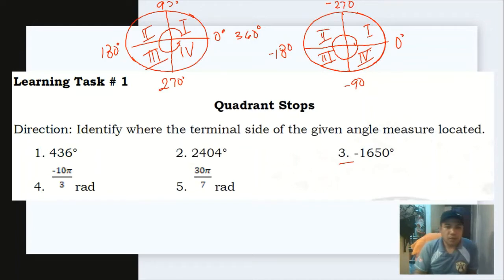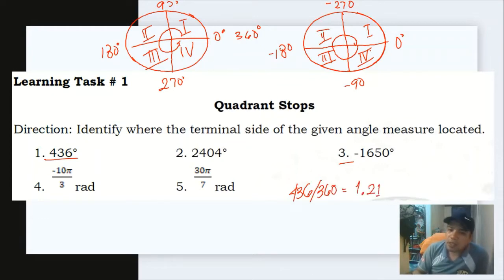Okay, so number 1, 436 degrees. First, try to divide 436 by 1 whole revolution, which is 360. So 436 divided by 360, we will obtain 1.21 something. So we need 1. So 436 minus 360 times 1. 436 minus 360 is equal to 76 degrees. And this is in quadrant 1.